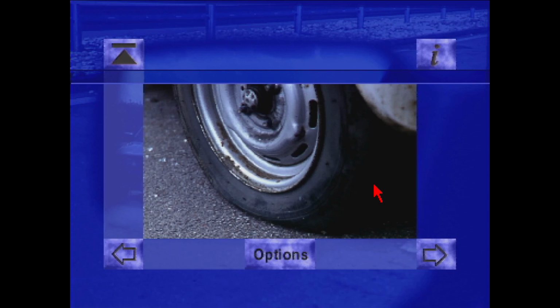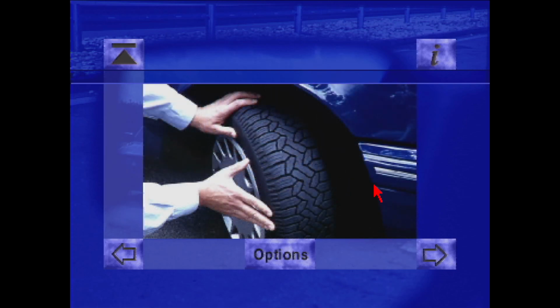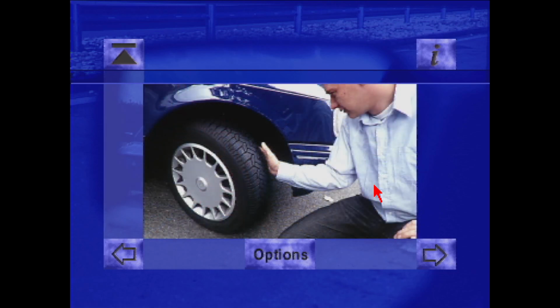The sidewalls of modern tyres, particularly low-profile tyres, are vulnerable to damage. Inspect them regularly for cuts, bulges and scuffs, inside and out. If you find any sidewall damage, replace the tyre.